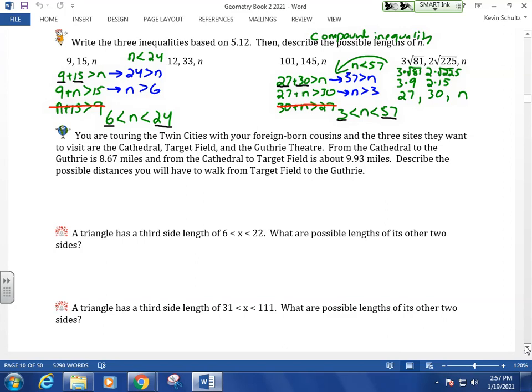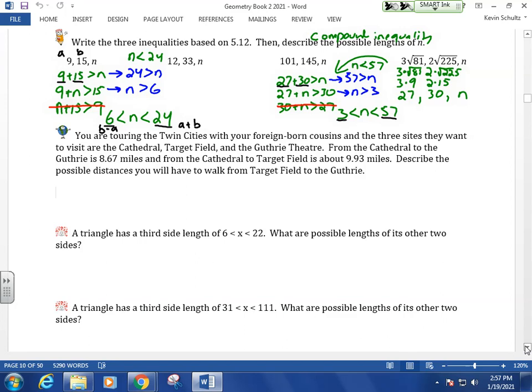Well, if we label 9 and 15 as A and B for no particular reason, just so I can use variables here, notice that the small end of our range, that 6, is the difference between B and A. B minus A, 15 minus 9 gives us 6. The larger end, that other side, that 24, is the sum. A plus B. 9 plus 15 is 24.